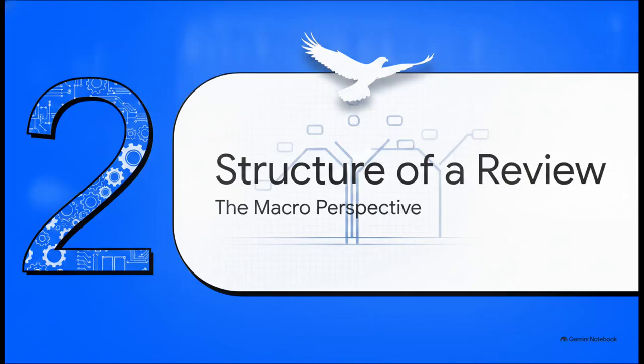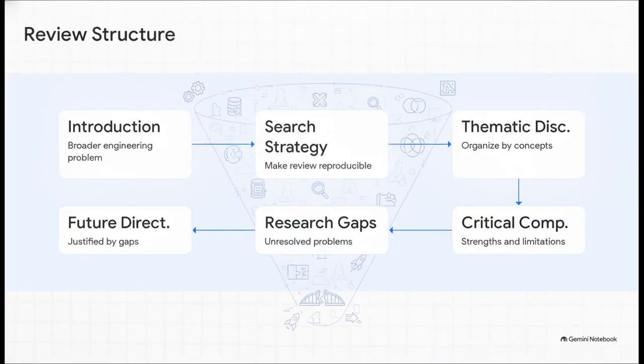Section 2. Structure of a review. The macro perspective. So here is the logical 6-step progression of a rock-solid literature review. And spoiler alert, it's not just a random collection of thoughts. Every single section has a highly specific purpose to build one unified argument. It flows like a funnel.